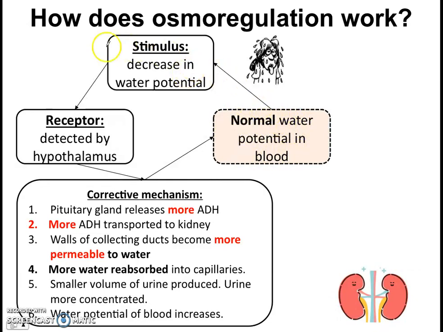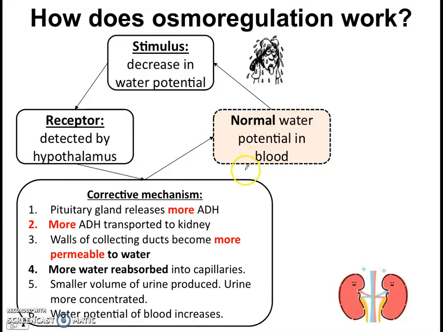However, sometimes there is a stimulus or change that might cause a decrease in water potential. For instance, you might have gone for exercise, you sweat a lot, so you have less water left in your blood. So that's called a stimulus, right? It's something that causes change. A stimulus decreases the water potential of your blood. What happens? Well, the stimulus is detected by a receptor. And in this case, the receptors are found in the hypothalamus. So the hypothalamus detects, oh no, there's a decrease in water potential. And once the hypothalamus detects that, right, it triggers off a corrective mechanism. This corrective mechanism is going to correct it. Okay, so there was a decrease in water potential, and the corrective mechanism is going to correct that. It's going to bring the water potential back to normal.